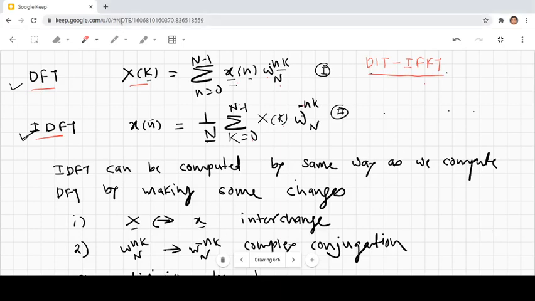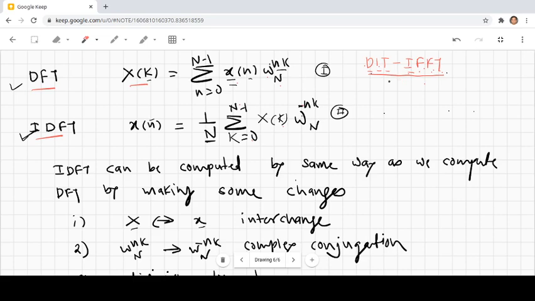Let us discuss the DIT IFFT butterfly diagram. DIT stands for decimation in time and IFFT stands for inverse fast Fourier transform. So we have to develop a butterfly diagram for finding the inverse of DFT coefficients.